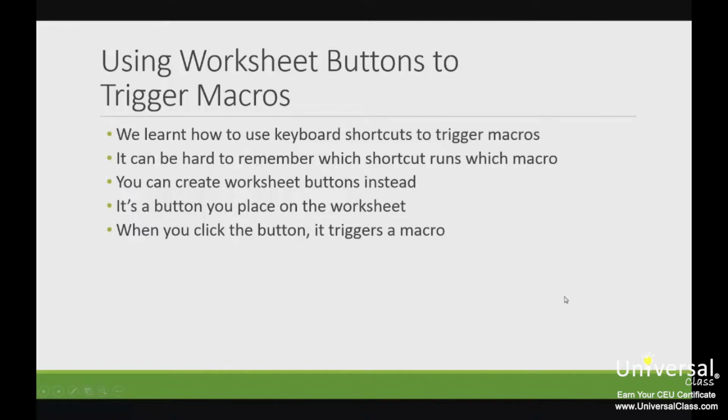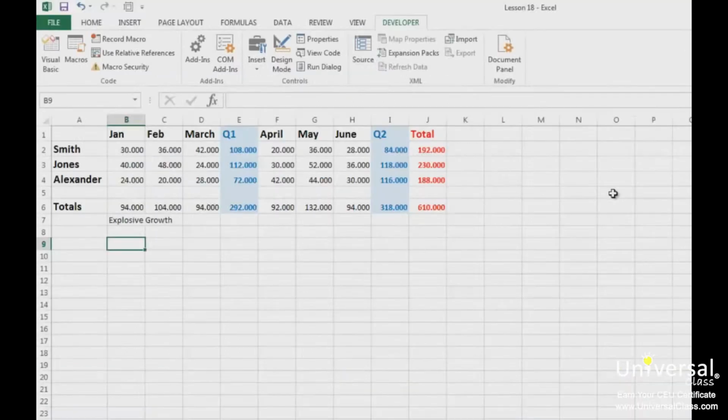Instead of creating keyboard shortcuts, you can create worksheet buttons instead. A worksheet button is just as it sounds. It's a button that you place in your worksheet. When you click on that button, it triggers a macro. To create a worksheet button that will trigger a macro, click in the worksheet where you want to place that button.